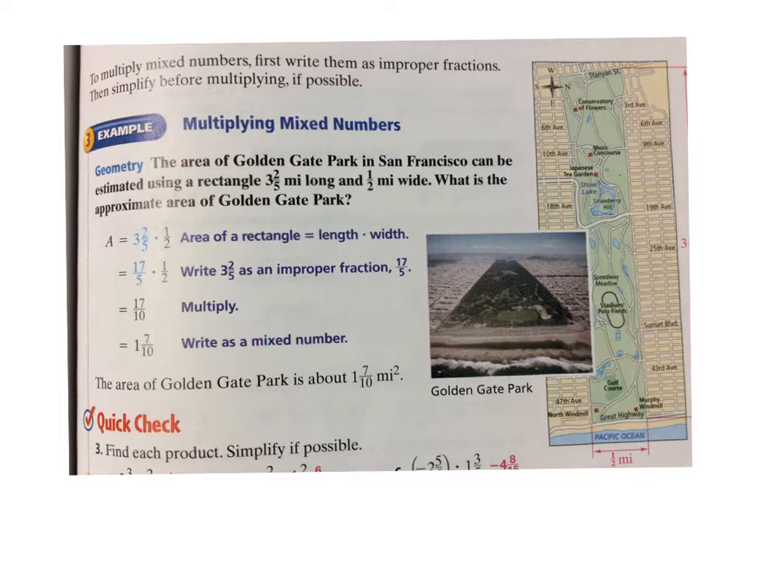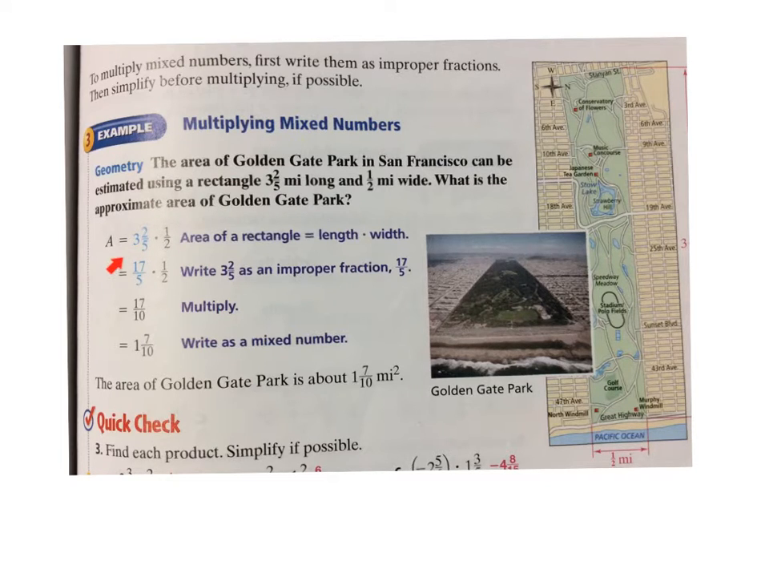Alright, now here's where the fun really happens. Multiplying mixed numbers. We said the rule was to make them improper and then go ahead and multiply. So the area of Golden Gate Park in San Francisco can be estimated using a rectangle. 3 2/5 miles long, 1/2 mile wide. What is the approximate area of Golden Gate? So you're going to multiply 3 2/5 and 1/2.